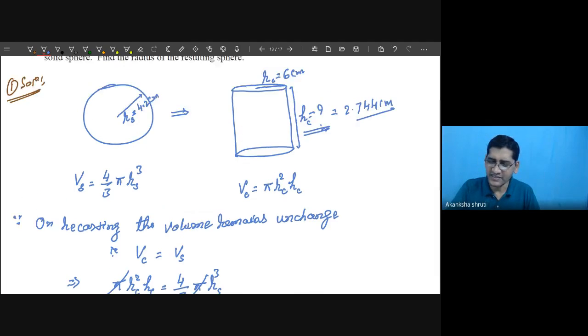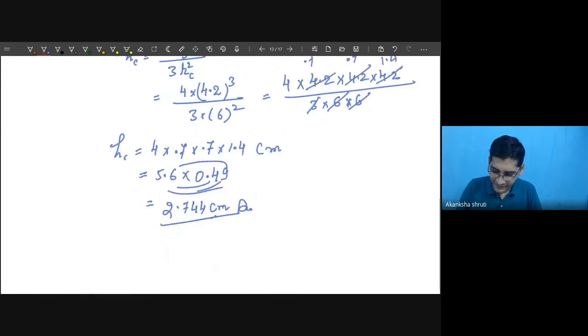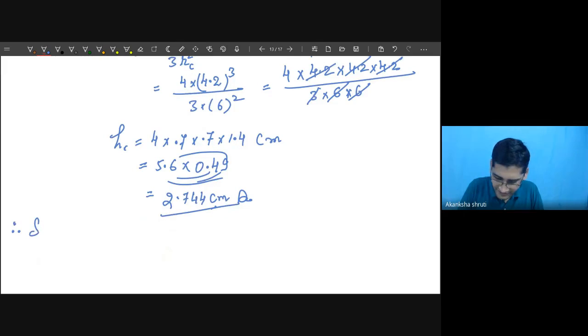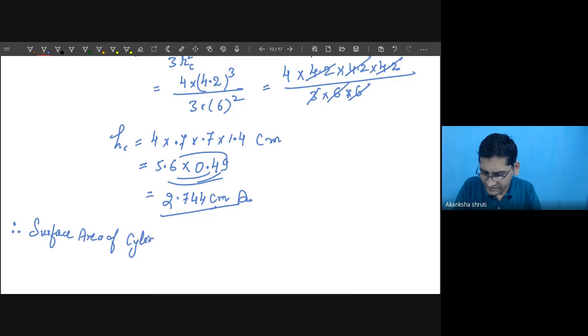Now the question is calculating the surface area. Therefore, surface area of the cylinder can also be calculated. Substitute the formula for the surface area of the cylinder. Surface area of cylinder. So here the surface area means the TSA we need to calculate.